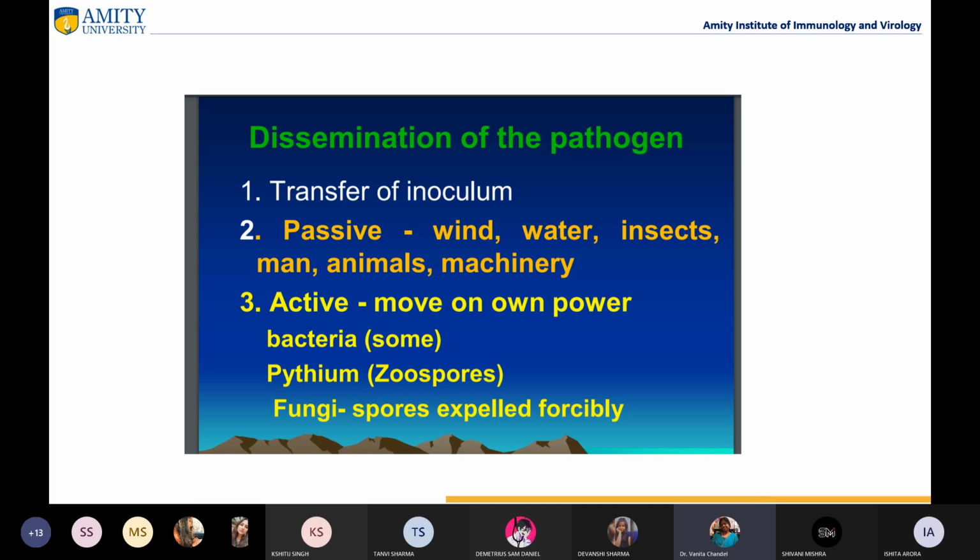Then we have the dissemination of the pathogen. So that means how they are disseminated. How inoculum can be transferred or transmitted, like passively through wind, water, insects, man, animals, or machinery, right? These are the passive ways of dissemination. Then active could be moving on their own. For example, bacteria or zoospores or fungal spores, if they are taken to a longer distance. So that is the active mechanism of their dissemination, right?